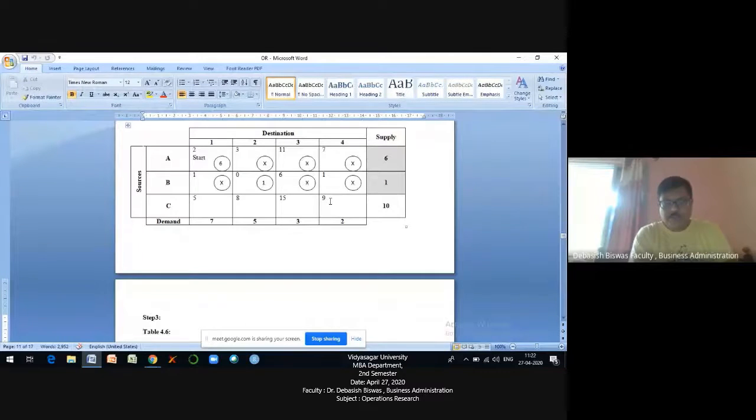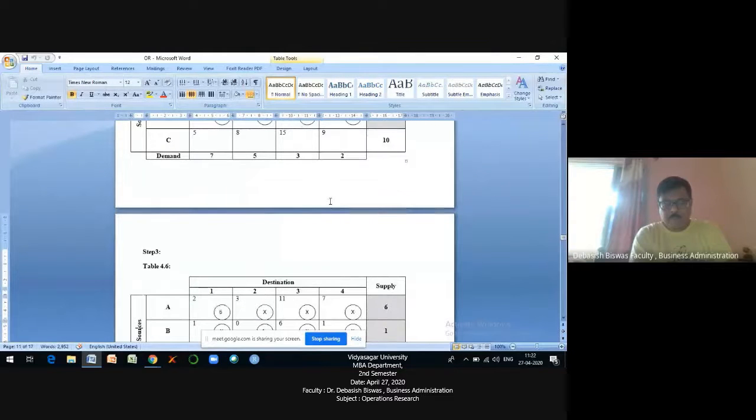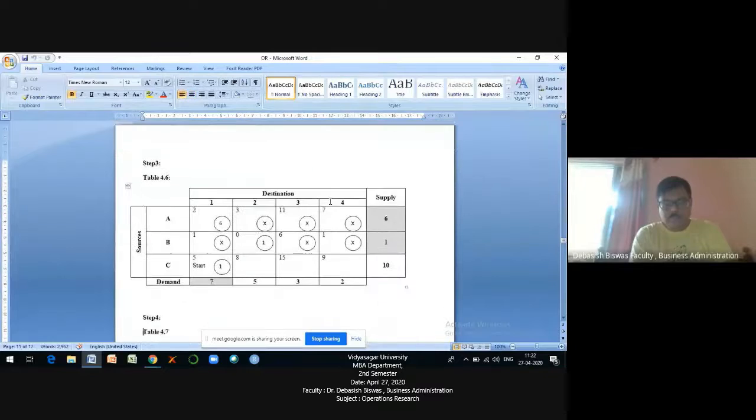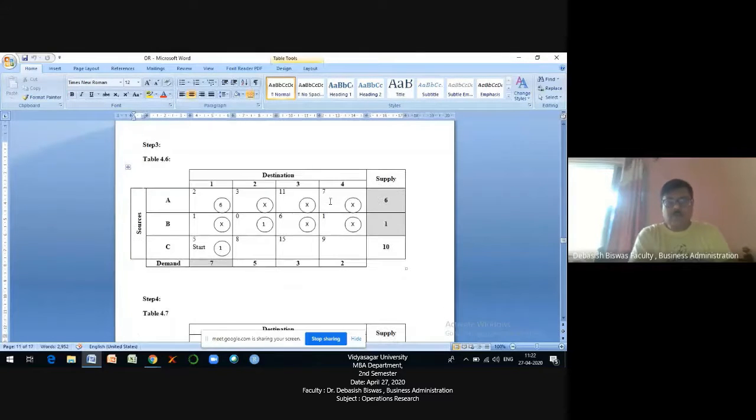So we are now moving to the third table. What you are observing? We have given cross marks here, here, here. That means this row will not be considered. And we have given cross mark here, here, and here. So this table will not be considered.